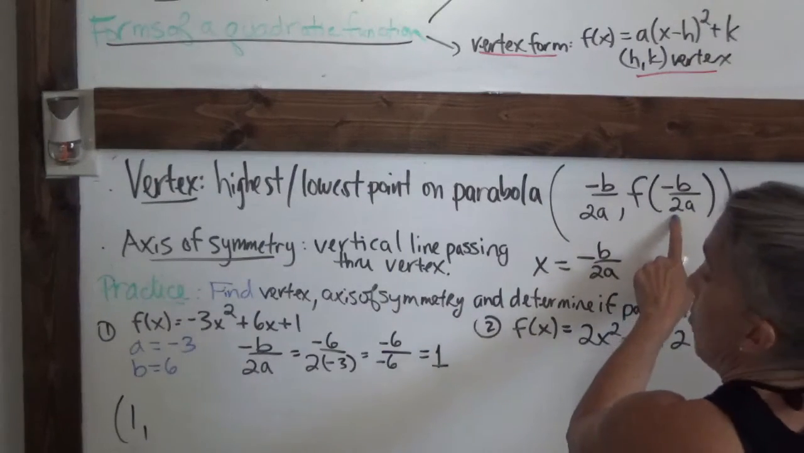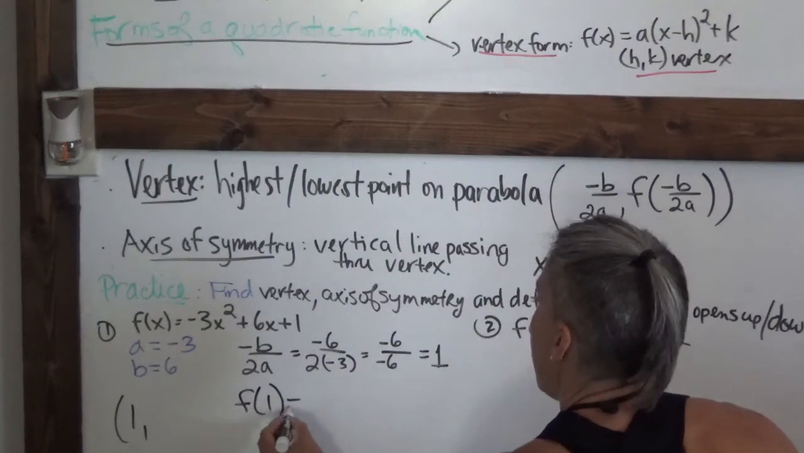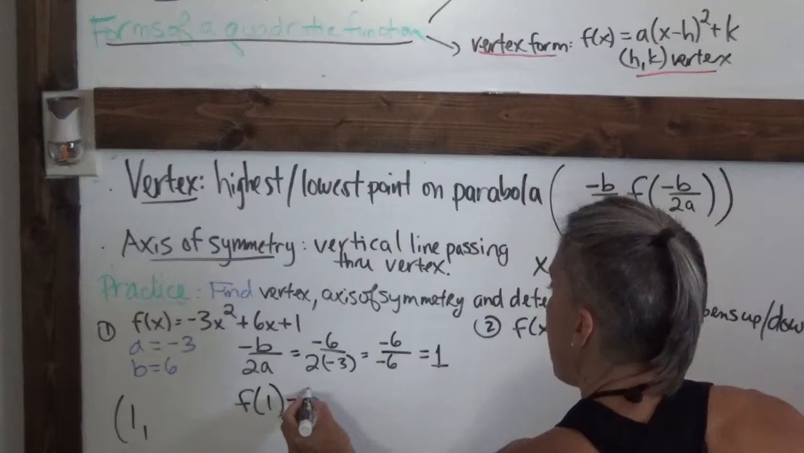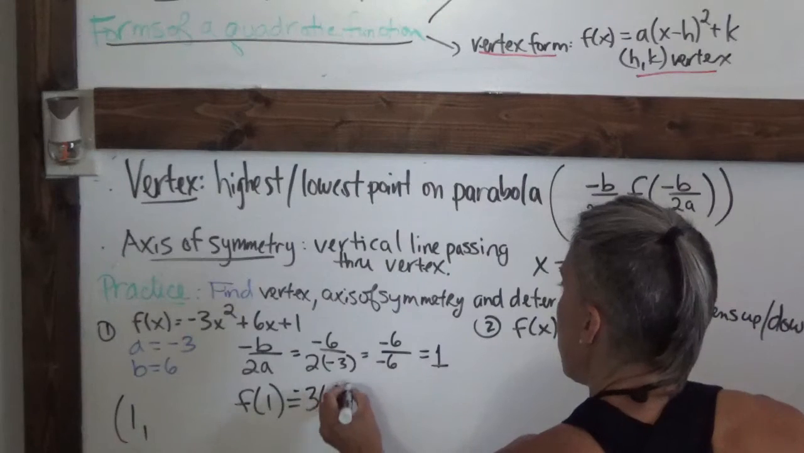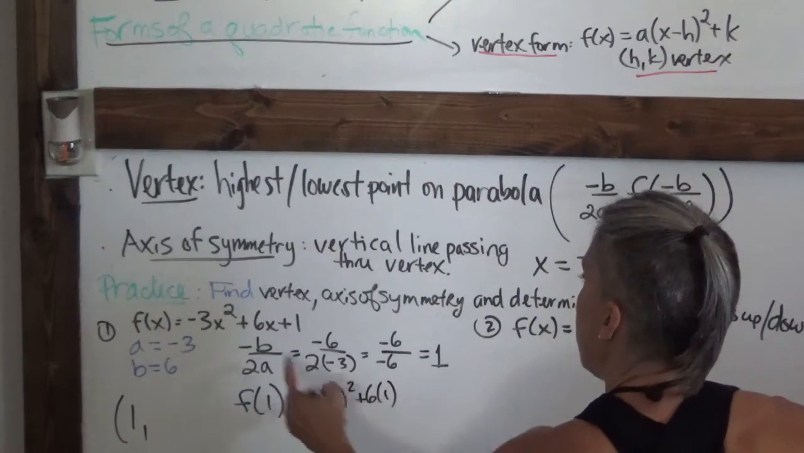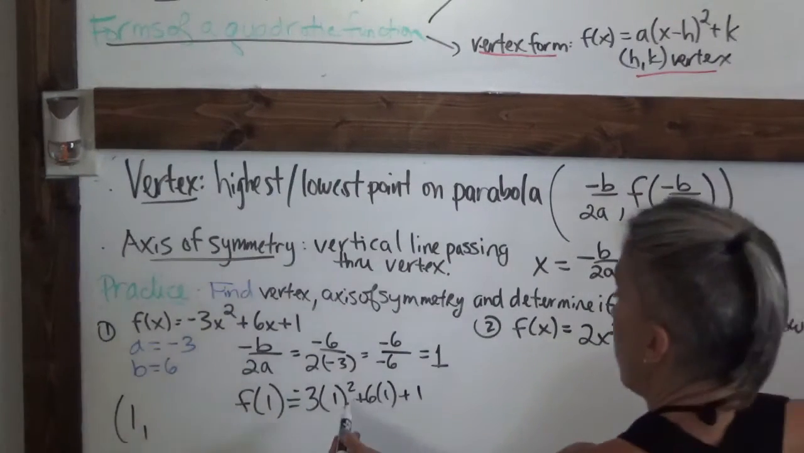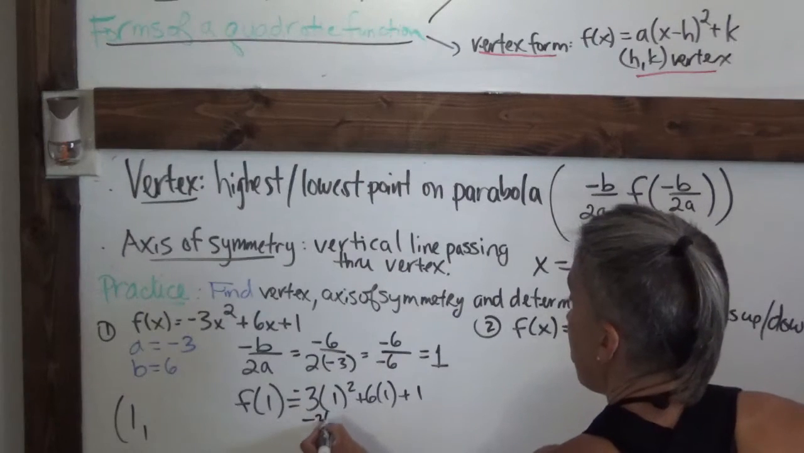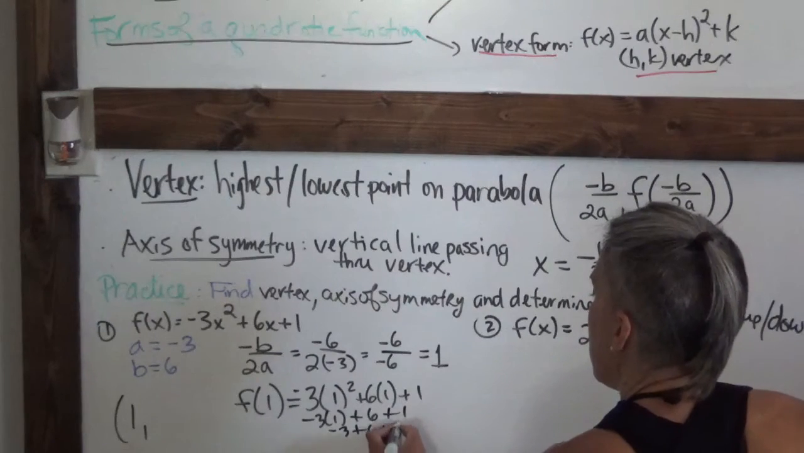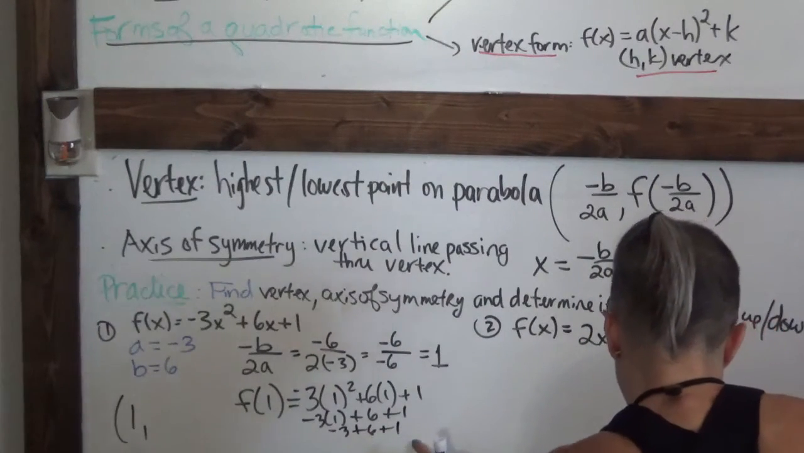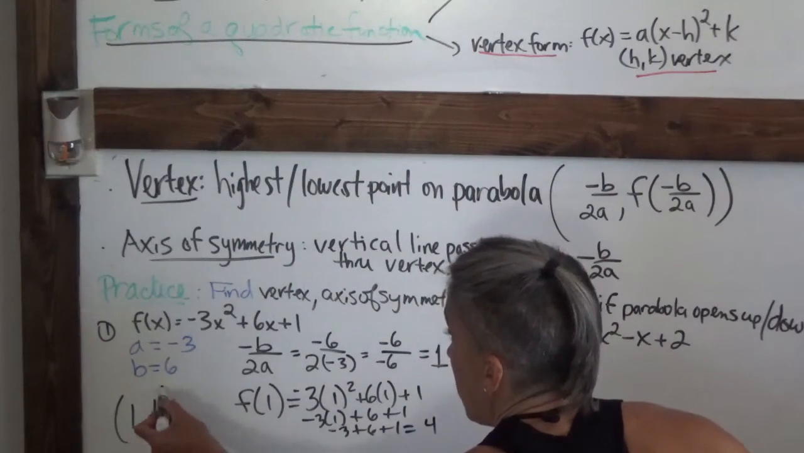Now I need to figure out the output. So what do I do with this answer 1? I'm going to do f of 1. So that means I'm going to go to this equation and I'm going to plug in 1 for the x. So I got -3 times 1 squared plus 6 times 1 plus 1. Please be careful, do your order of operations here. So I'm doing my exponent first. So I got -3 times 1 plus 6 plus 1, -3 plus 6 plus 1. I got 3 plus 1, so I get the output to be 4. So my vertex here is (1, 4).